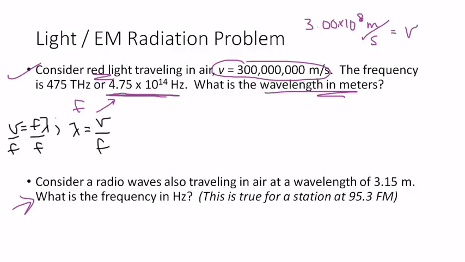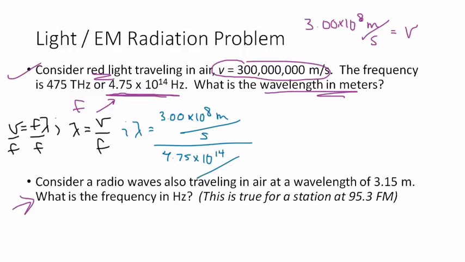So let's go ahead and plug in. I got wavelength is equal to velocity, 3.00 times 10 to the 8th meters per second divided by frequency, which was 4.75 times 10 to the 14th hertz, which means per second. So I'm going to go ahead and cancel my units. We have units of meters, which is awesome for wavelength.